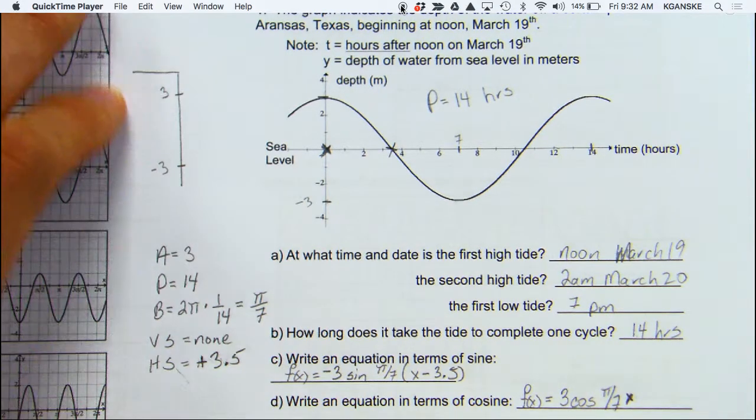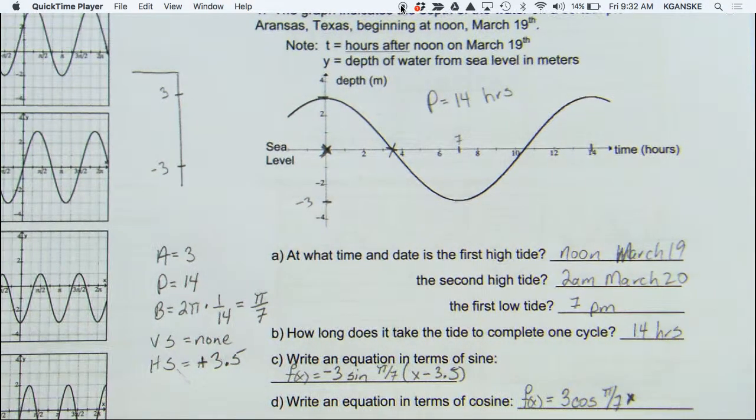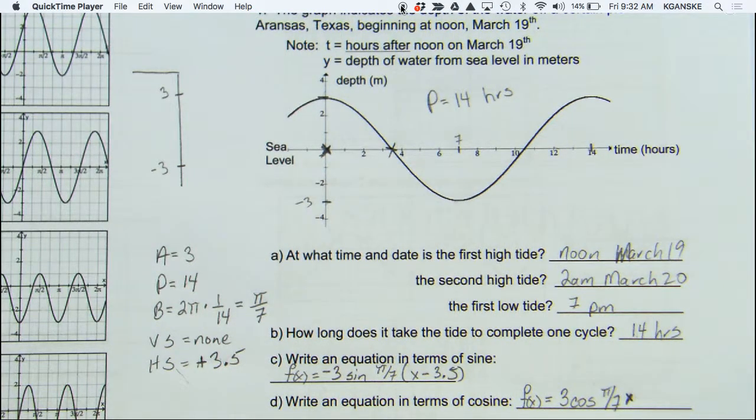And now let's look at the calculator here a little bit. Do I want to do that on the video? Sure, why not? Grab your calculator.